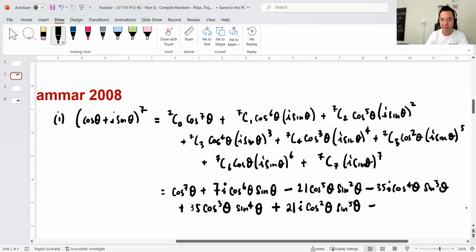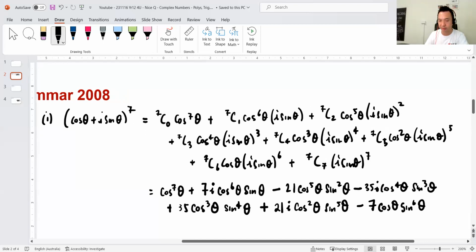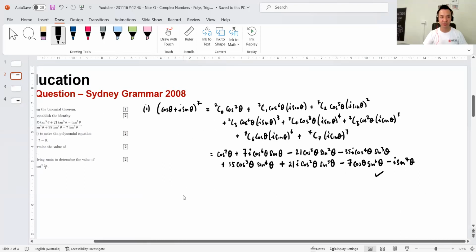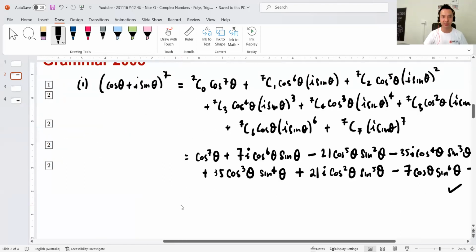Now, i squared, right? That's minus 7 cos theta sine 6 theta. And lastly, now this is an i7, that's like i cubed, so it's minus i sine 7 theta. All right, wowzers. That was fun. Right, once we got that, part 2 for 2 marks, I now need to expand this and then prove it with de Moivre.